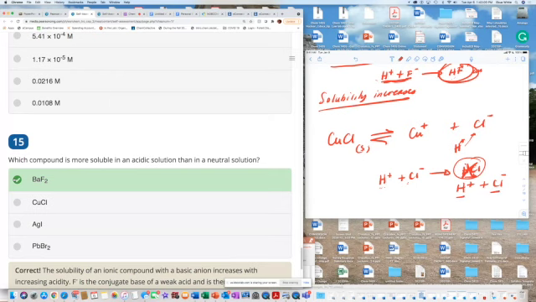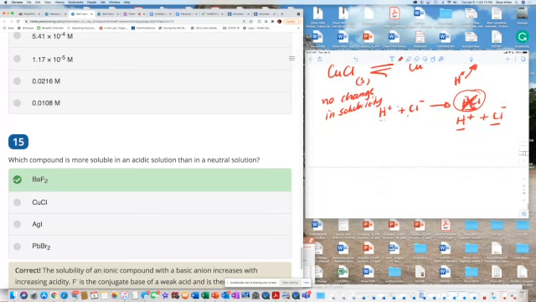So this one here, we have no change in solubility, because H plus is not able to pull Cl out of solution. They can't even stay together. So issues in their relationship.